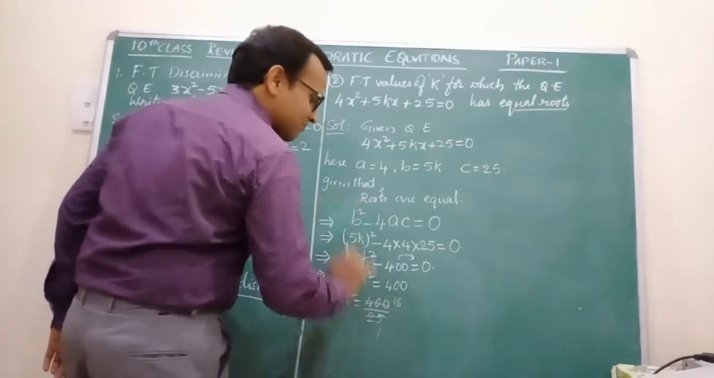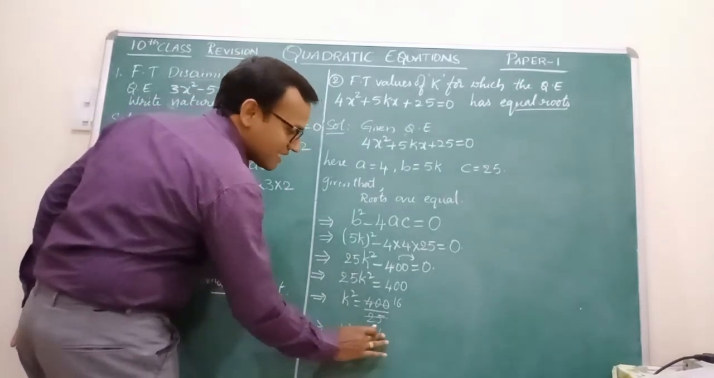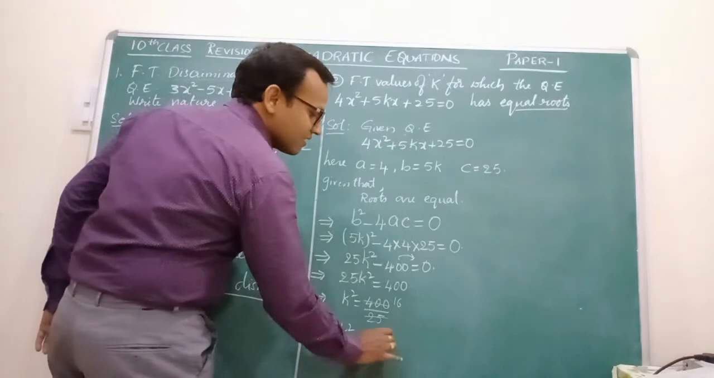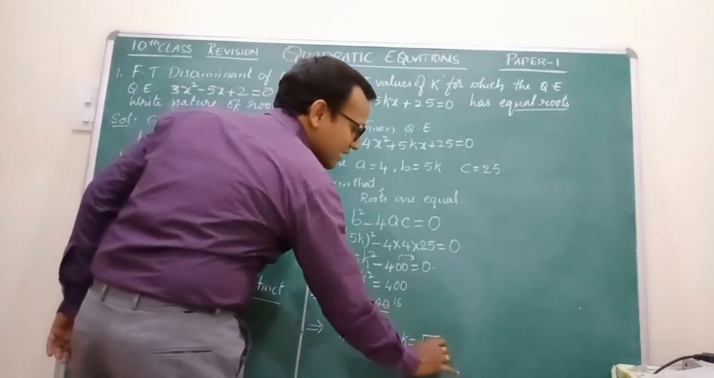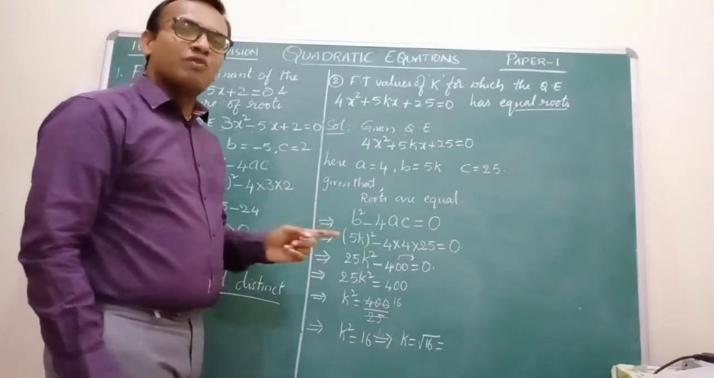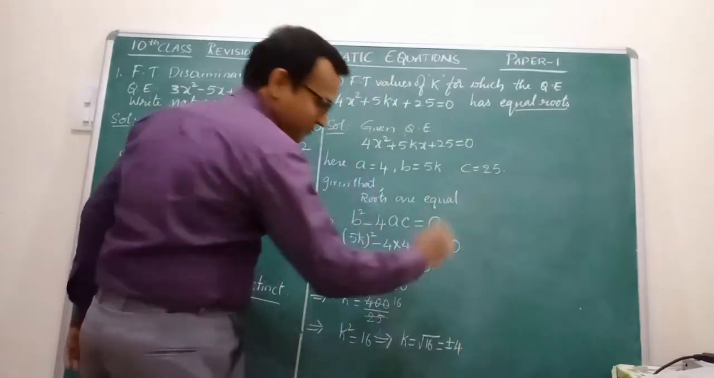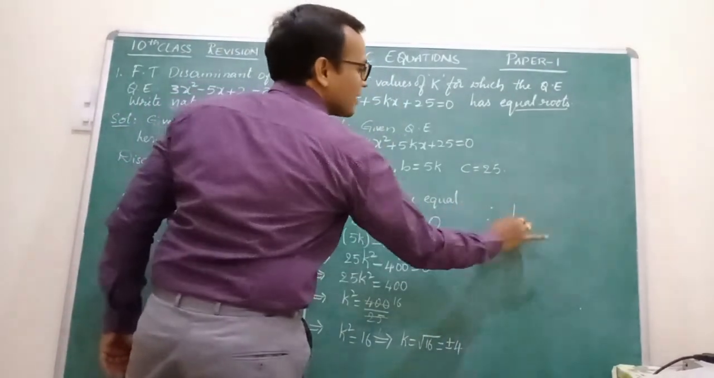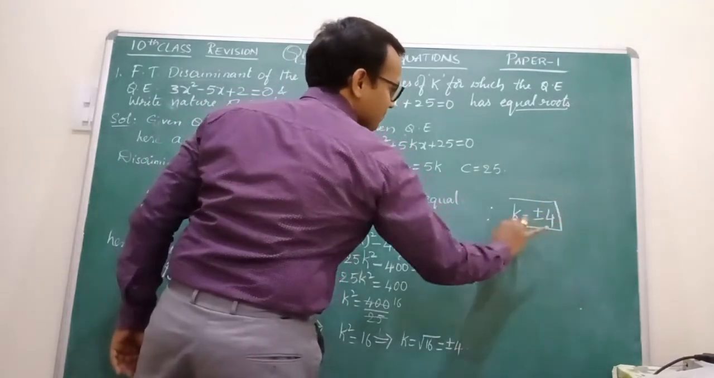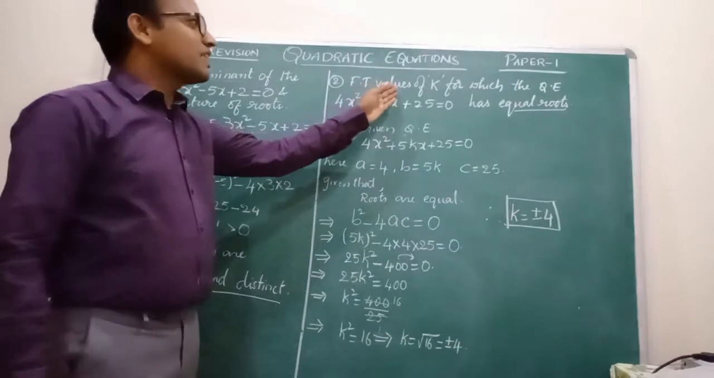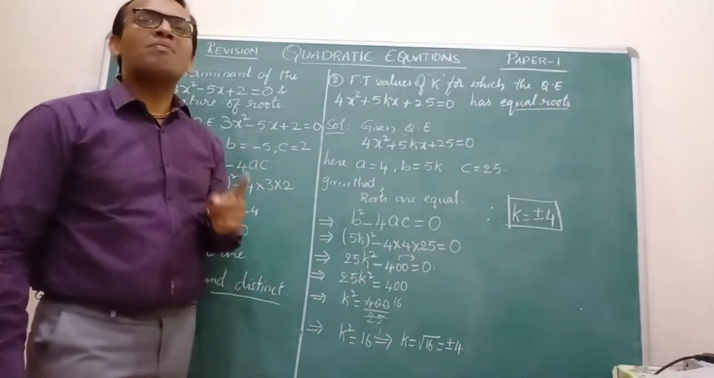25 6s are 150. Yes. k square is equal to 16, which gives k is equal to square root of 16. Root of a number will have two values, plus or minus. Root of 16 is plus or minus 4. Therefore, you can write k is equal to plus or minus 4. So he asked us to find the values of k. We found the values of k, either plus 4 or minus 4.